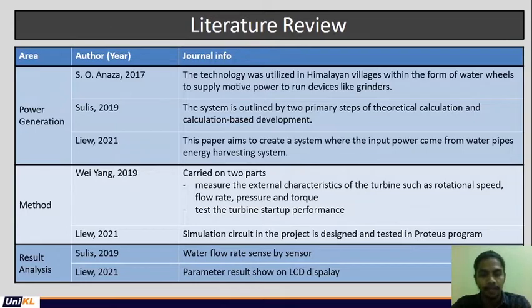For method, Wei Yang 2019 carried out two parts: measuring the external characteristics of the turbine such as rotational speed, flow rate, pressure and torque, and testing the turbine startup performance. By Liu 2021, the simulation circuit in the project is designed and tested in the Proteus program. For result analysis, Sulis 2019, water flow rate is sensed by a sensor. Liu 2021, the parameter results are shown on an LCD display.